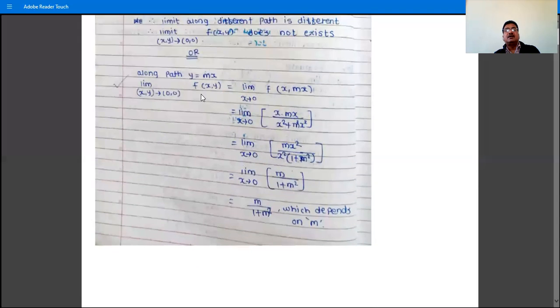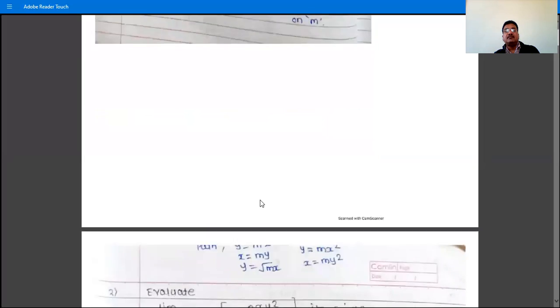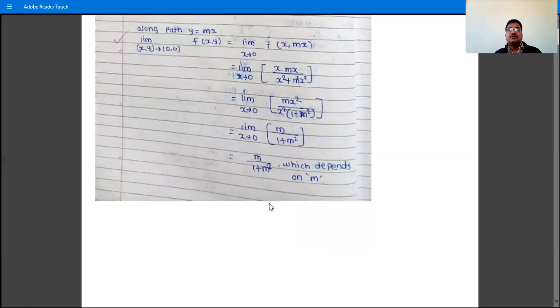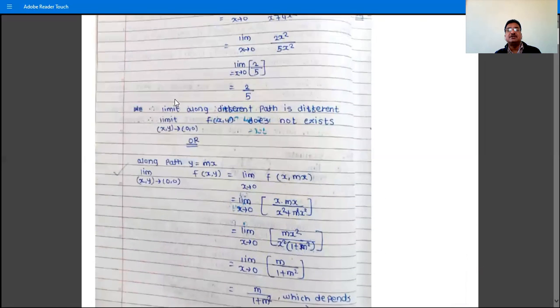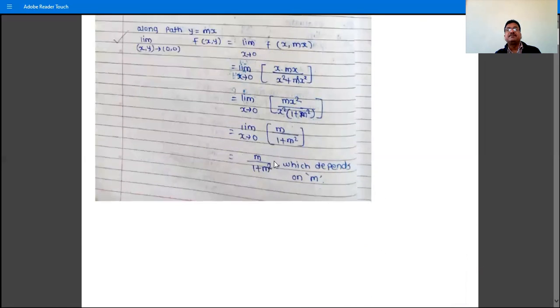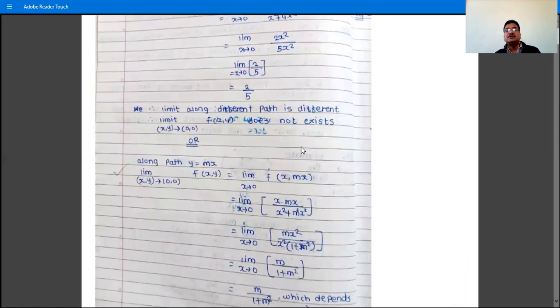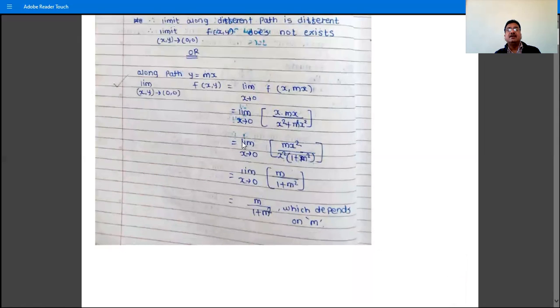So take care in choosing the path. Along this path, the limit depends on m, which means if we change m, the answers of this limit change, and therefore we say that the limit along different paths is different. Write this sentence after this: the limit along different paths is different, and therefore the limit of f(x,y) as (x,y) tends to (a,b) does not exist. This is the second method. In the next problems, we will use mostly the second method.